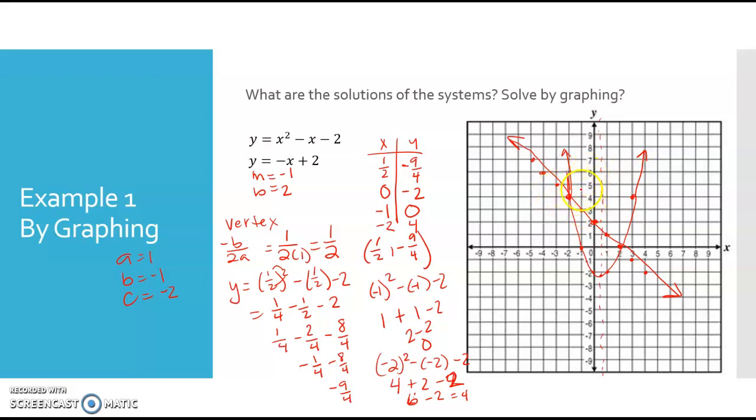And then we just look at where we cross. I'm going to circle them. Our two solutions for this are at negative 2, 4 and 2, 0. Those are the two places where our parabola and our line cross. So we have two solutions on this one because the line crosses directly through my parabola.